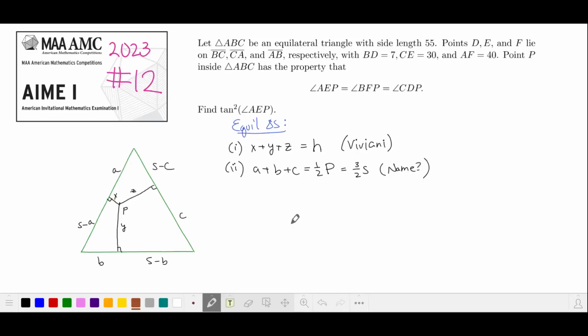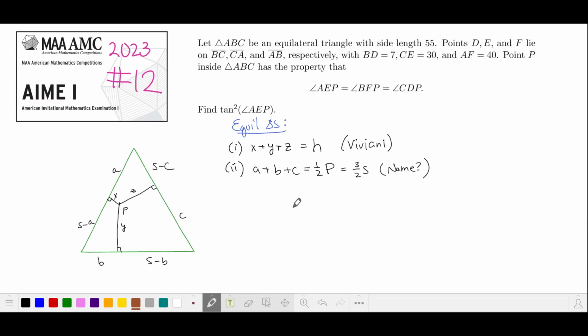I'm going to begin by proving a couple of properties of equilateral triangles. The first one is Viviani's theorem. That's that if you have a point inside of an equilateral triangle and you drop perpendiculars to the three sides, the sum of these three lengths is equal to the height of the equilateral triangle.